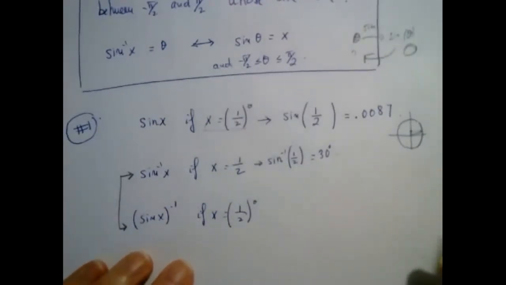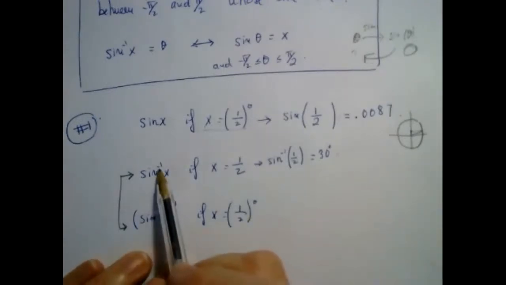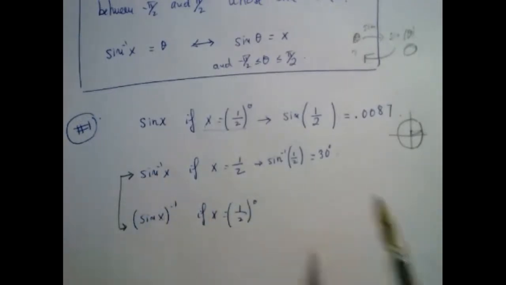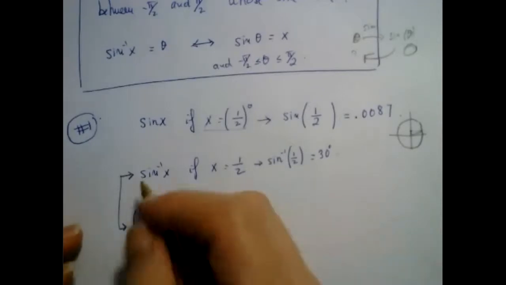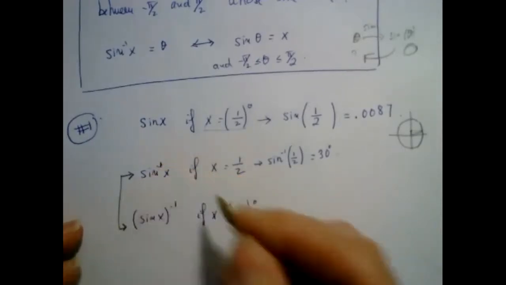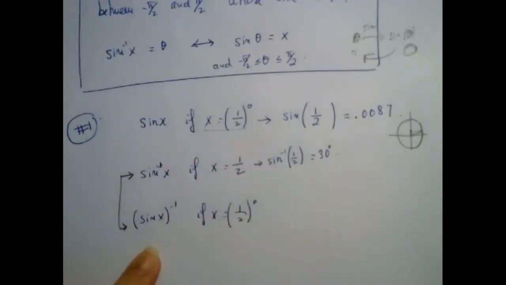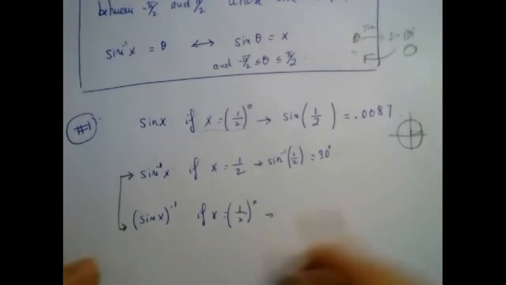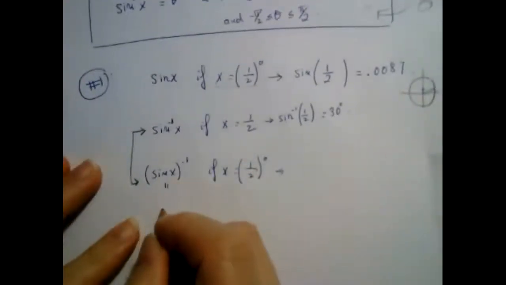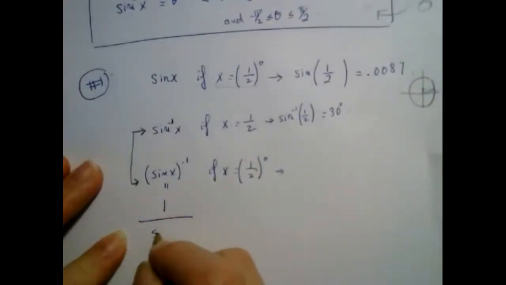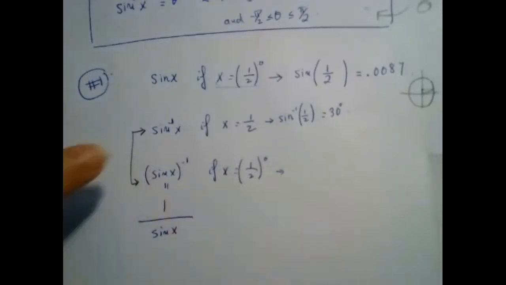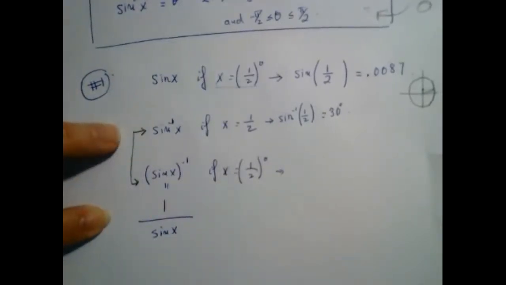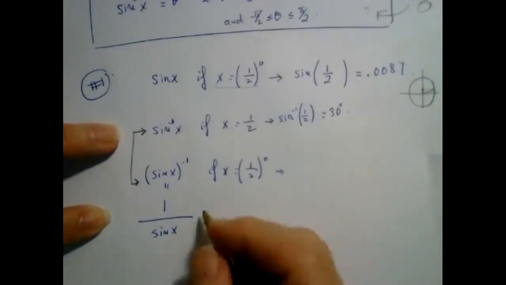Now the last one. Be very careful. It's a very bad notation, but that's the notation that we have to use. So sine inverse is the angle. What about sine x to the minus 1? It means 1 over the sine of x. So do not confuse this notation with that notation. That's 1 over the sine of x.